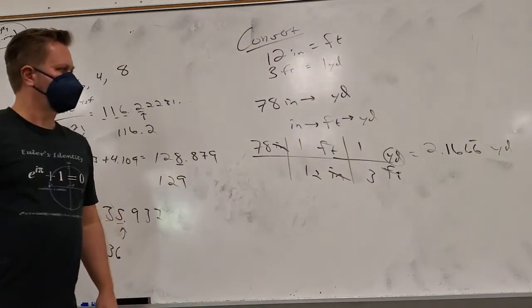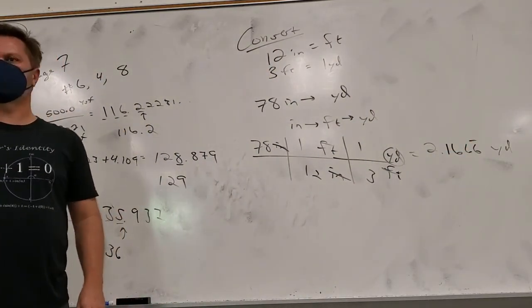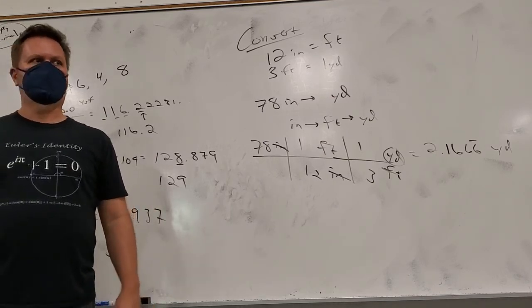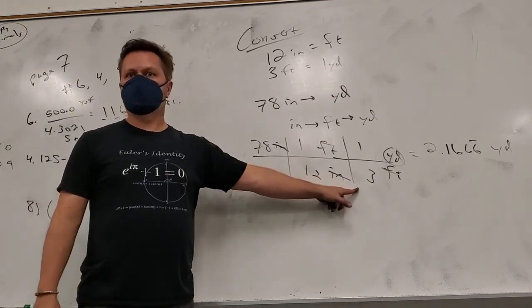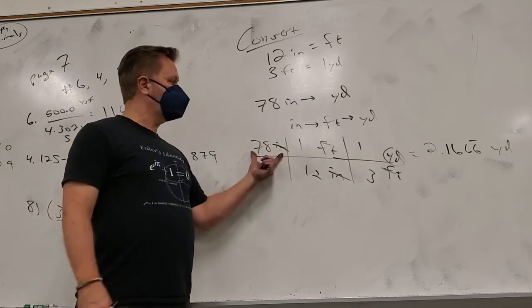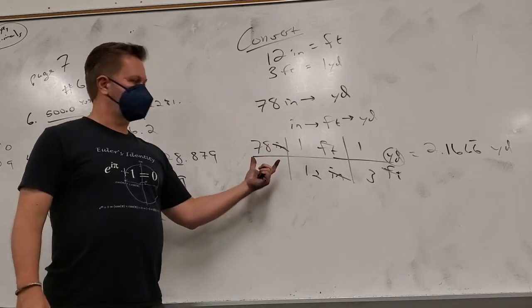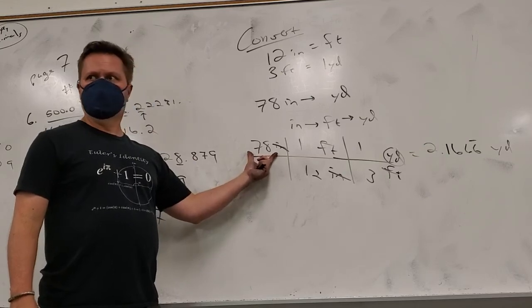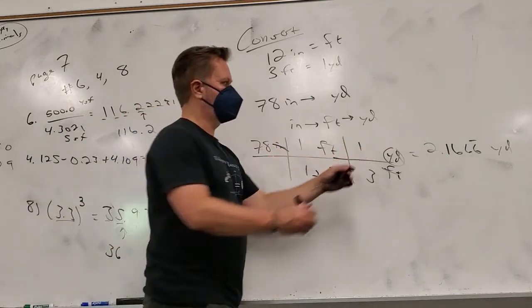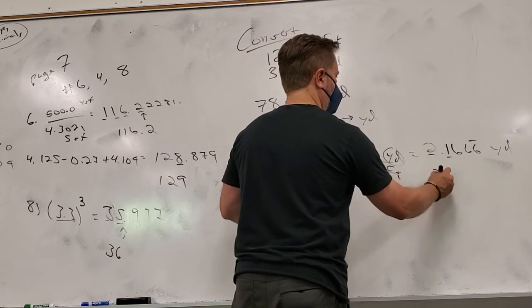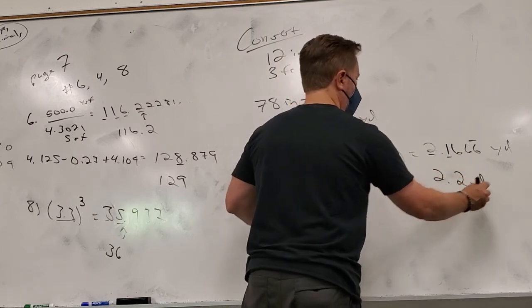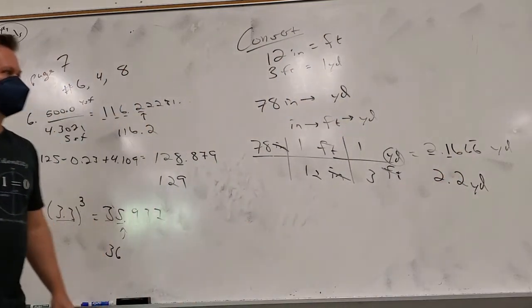Sig Figs. What's the only number up there that's not a conversion number? Like 12 is a conversion number. 3 is a conversion number, yes? 78 is somebody's measurement they made. What did they communicate to me? How many Sig Figs is this? 2. So my answer better have 2 Sig Figs. 1, 2. 2.2 yards.